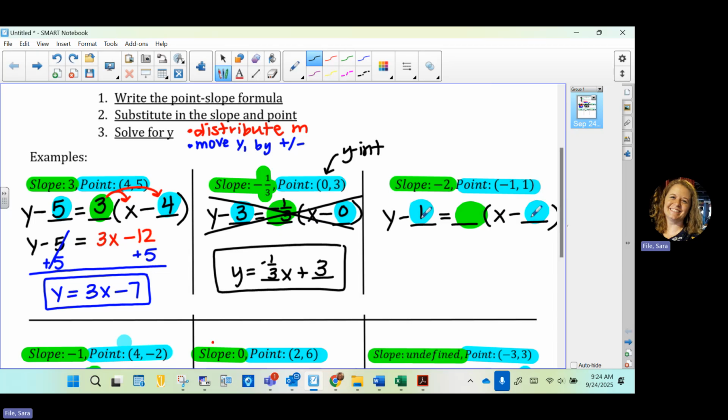So the y is 1, the x is negative 1, the slope is negative 2. Here there's an extra little something because you have a minus negative. What happens there? That's a plus. If you just want to make it a plus, like maybe you're writing like this and you just extend it and make it a big plus sign, that's fine.